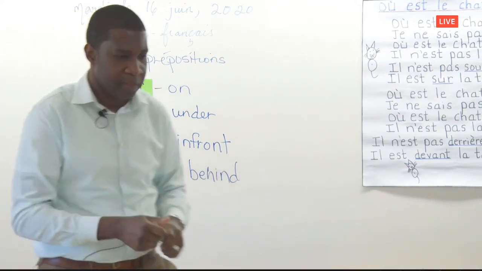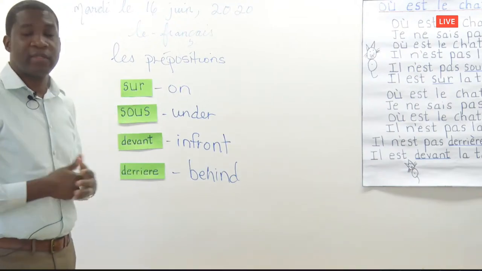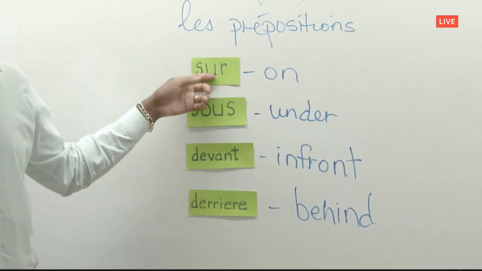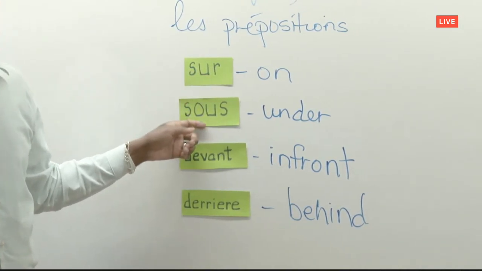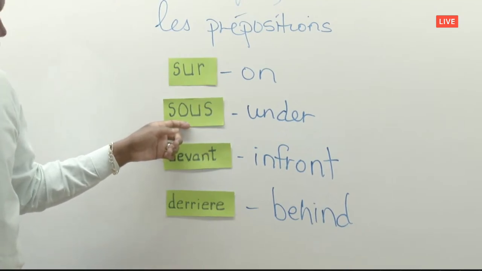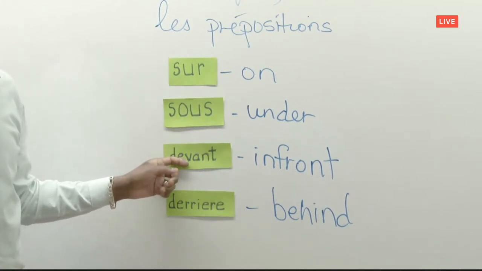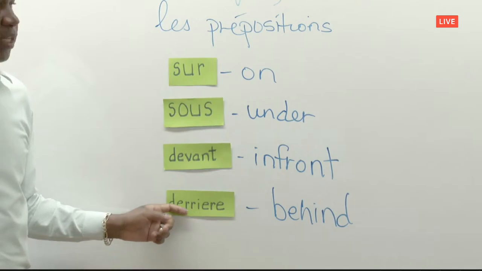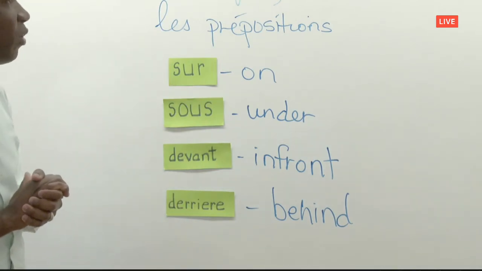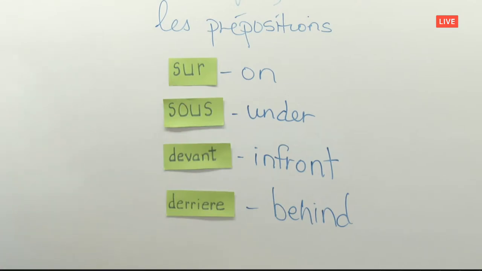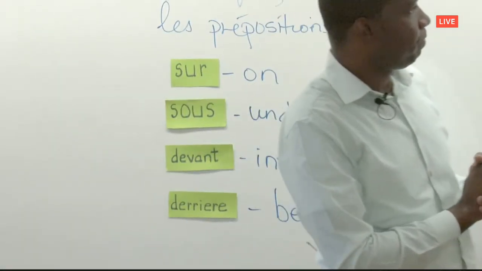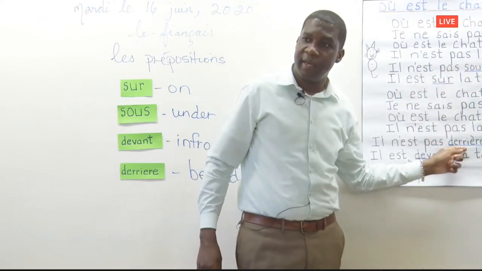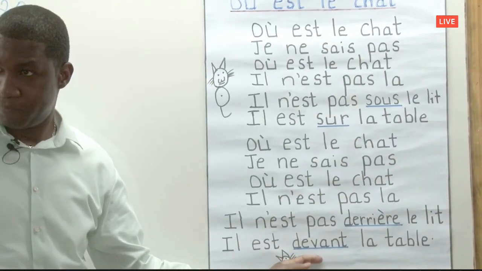So what we are going to do right now, we are going to répéter après moi, s'il vous plaît. Repeat after me, please. Sous. Très bien. Sous. Très bien. Devant. Derrière. Très bien. So these are our prepositions in French. Let's go back to our chart here. It says, sous, sur, derrière, et devant.